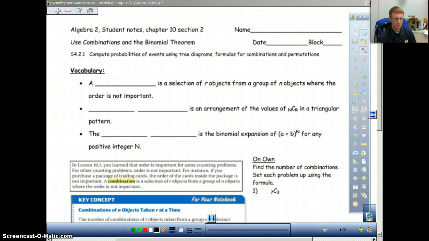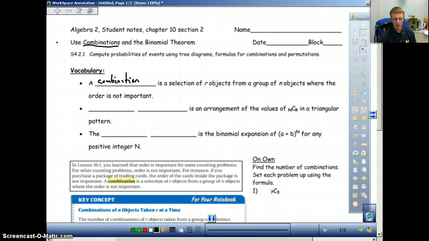And basically from section 1, if you remember, we did something called permutations. So today, combinations for this section is what's different. And really the big important thing on these two sections is understanding the difference between the two. So a combination is a selection of R objects from a group of N objects where the order is not important.